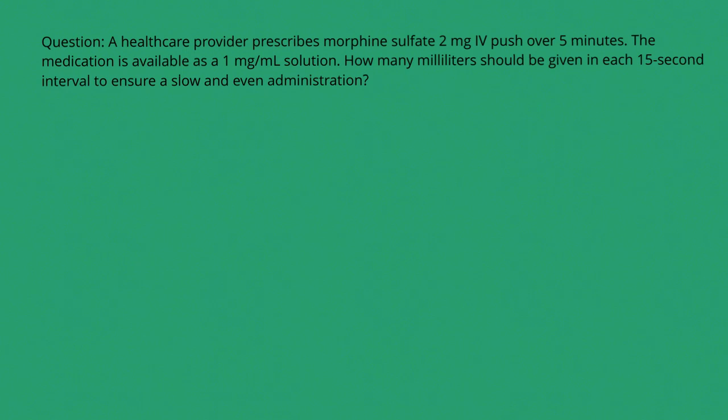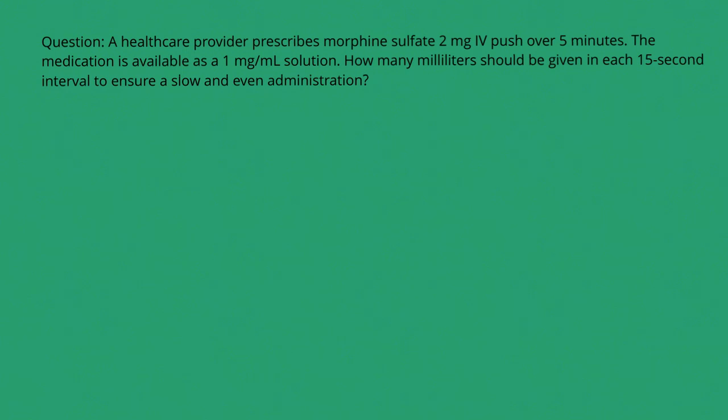Let's do another example. We have a healthcare provider that prescribes morphine sulfate, 2 milligrams, IV push over 5 minutes. The medication is available as 1 milligram in 1 milliliter solution. How many milliliters should be given for each 15-second interval to assure a slow and even administration?